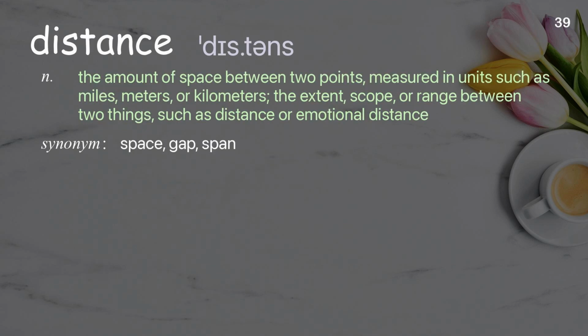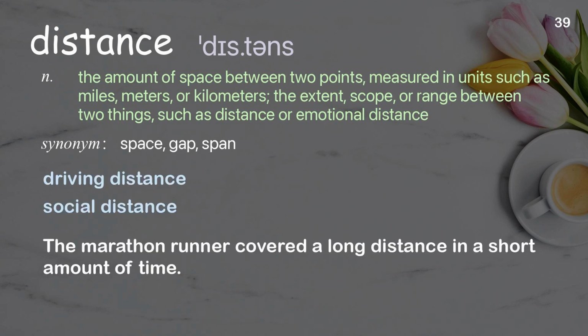Distance. The amount of space between two points, measured in units such as miles, meters, or kilometers, the extent, scope, or range between two things, such as physical distance or emotional distance. Examples: driving distance. Social distance. The marathon runner covered a long distance in a short amount of time.